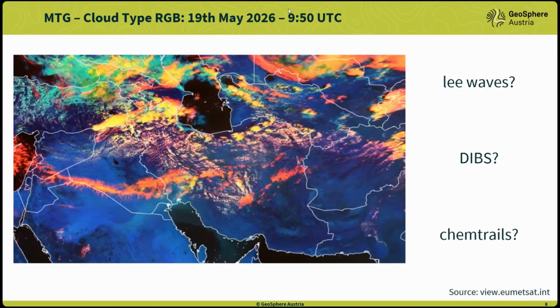And that's now another quiz for you. Let's see that you can annotate. So what do you think? What are these cloud features over here? What do you think? What's this? Are those Lee waves, dips, that means dust-induced baroclinic system, or are those chemtrails? What do you think?